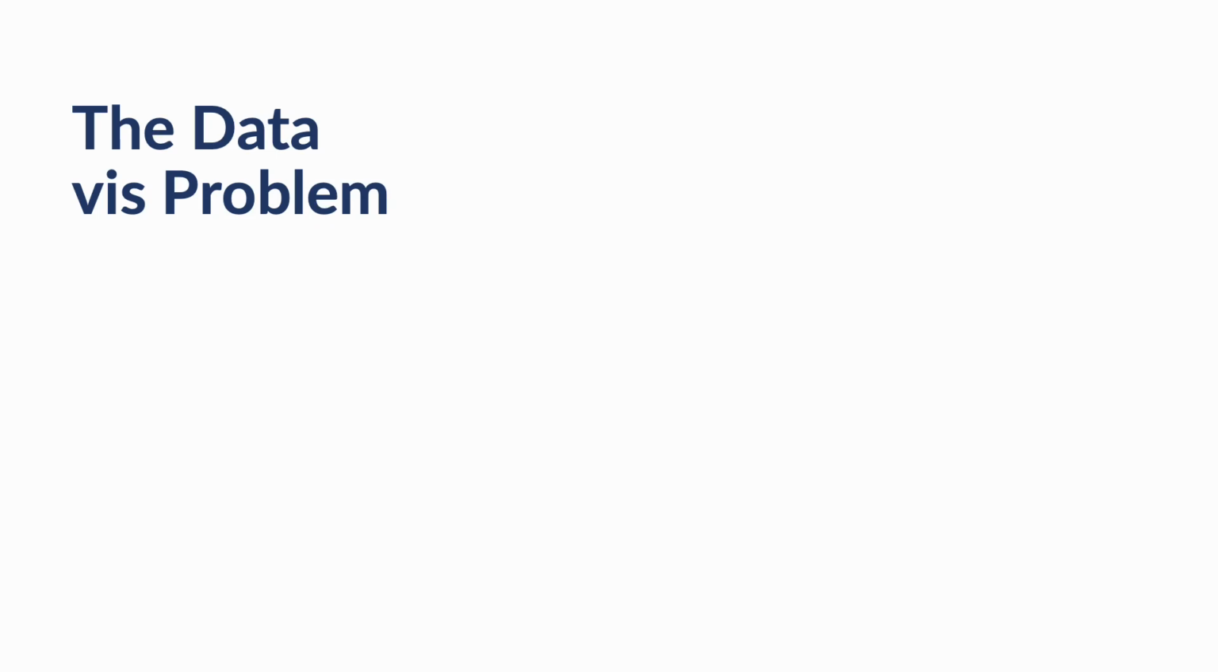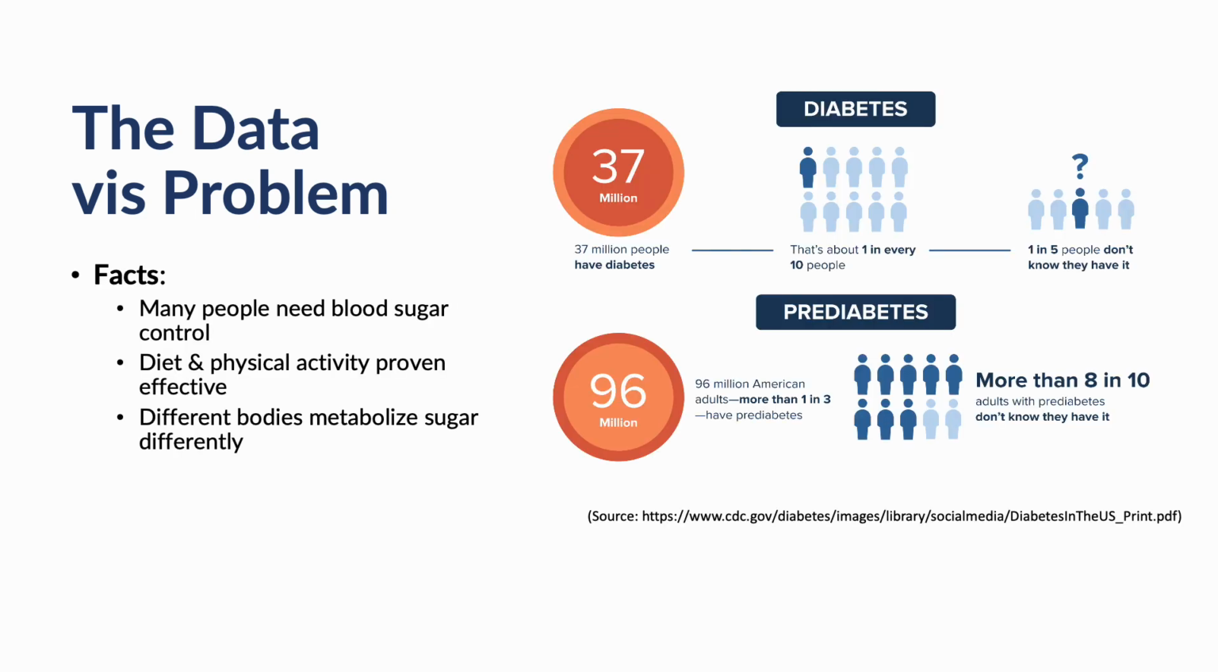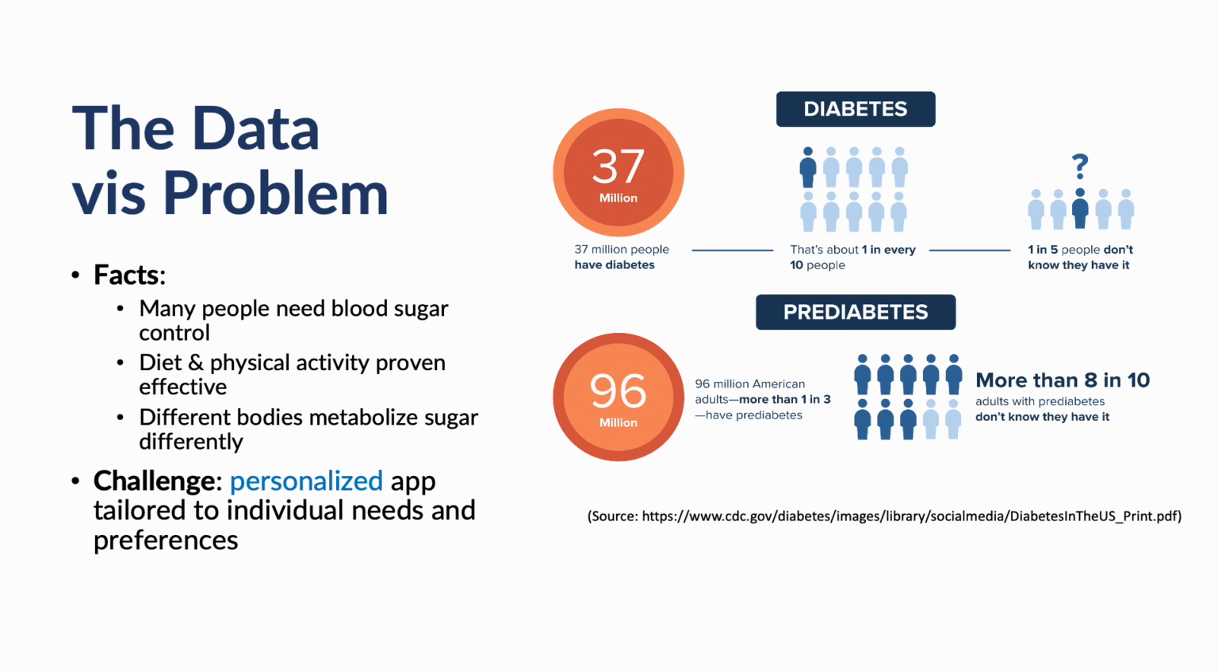The problem I'm working on using my app is about diabetes. Here are the facts. In the United States, there are 37 million people with diabetes, which is about 1 in every 10 people. And about 96 million have prediabetes, which is about 1/3 of the population. Diet control and physical activity has proven to be very effective in keeping the blood sugar level under control. And we also know that different bodies metabolize sugar very differently. The challenge of this problem is how to have a personalized app that is tailored to individual needs and preferences.